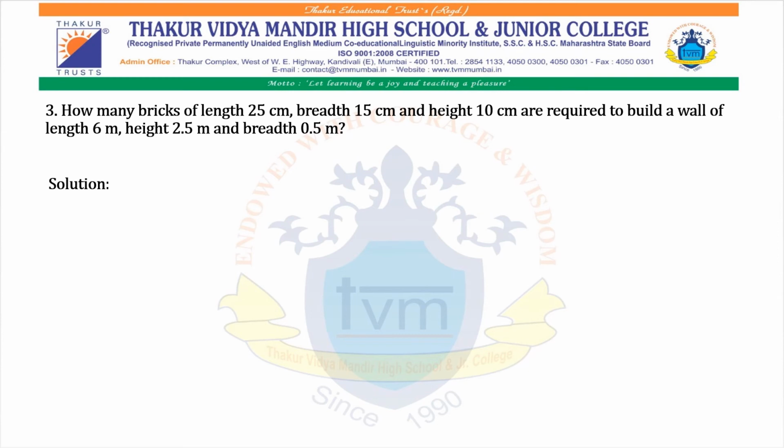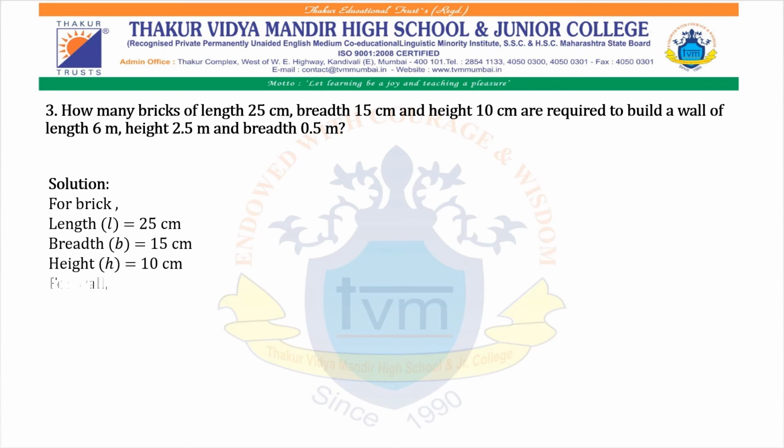Question 3. How many bricks of length 25 cm, breadth 15 cm and height 10 cm are required to build a wall of length 6 meter, height 2.5 meter and breadth 0.5 meter? Let's see the solution. For bricks, length L 25 cm, breadth B 15 cm, height H 10 cm.